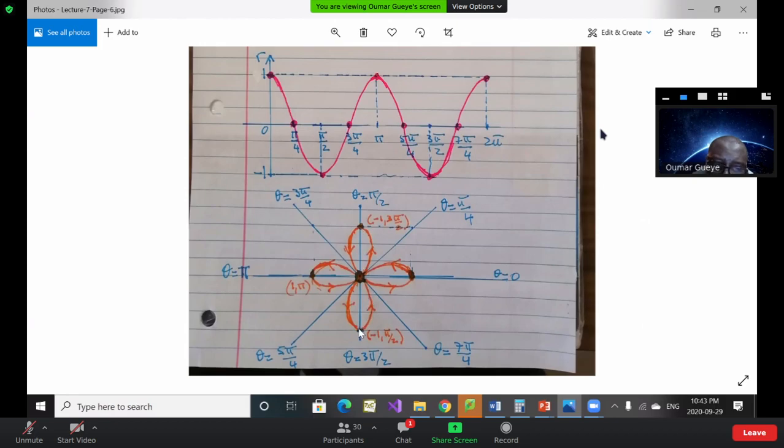Okay? And at 3 pi by 4 again is going to be 0. And at pi, so pi is here. At pi, R is positive, it means we're going to stay here. So this is a point 1 pi, this point here. And so on. Now, when you join this point, you're going to start here.